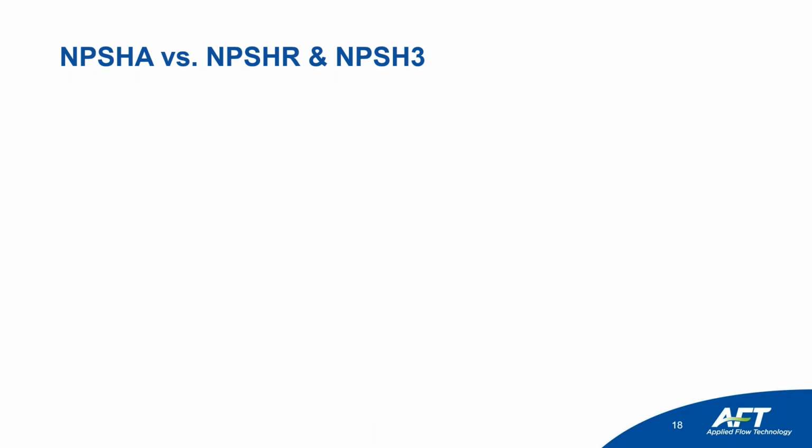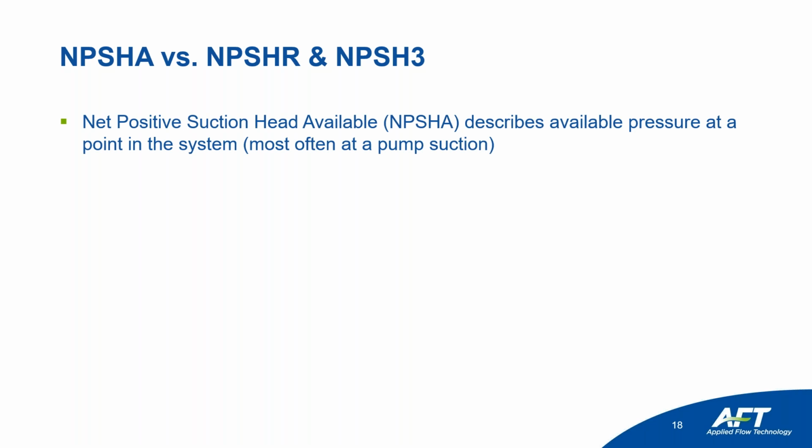Now, how can you determine if your pump is cavitating? That's where modeling software is useful if you can't get out in the field and listen for it. It's not obvious, right? So there's something called net positive suction head, and there are a couple forms of it. There's net positive suction head available. That describes available pressure at the point in the system. That's typically the pump suction, at least in our discussion. It accounts for fluid vapor pressure.